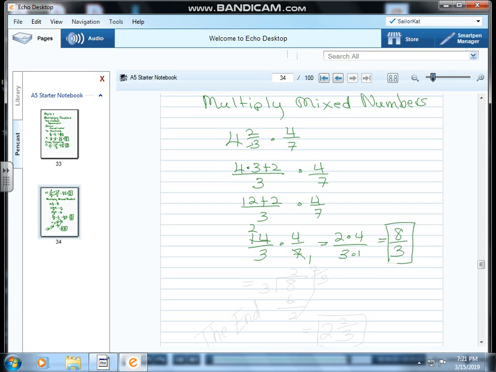That is the correct answer, but if you're asked to put it in a mixed number, you can take 8, divide it by 3. 3 goes into 8 twice. You've got a remainder of 2. Well, that happens to be your numerator. So it will come up here, and your denominator is 3. So your answer is 2 2/3.